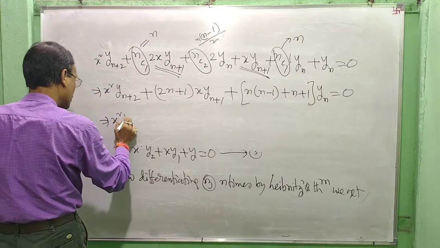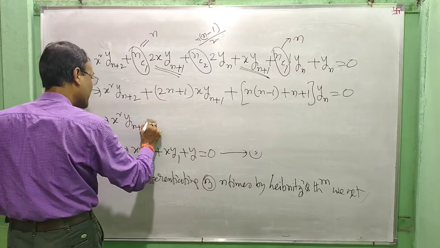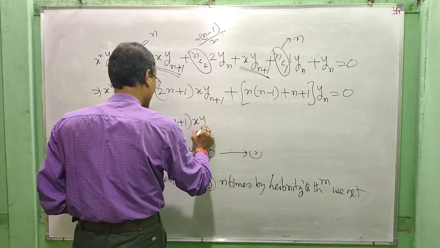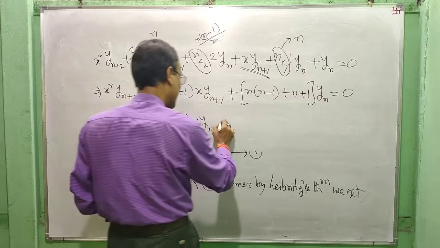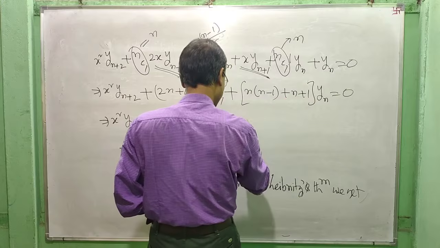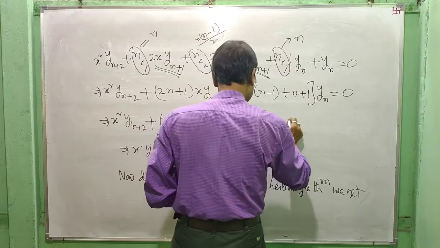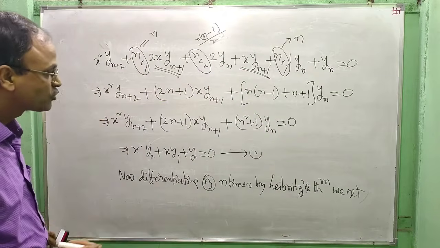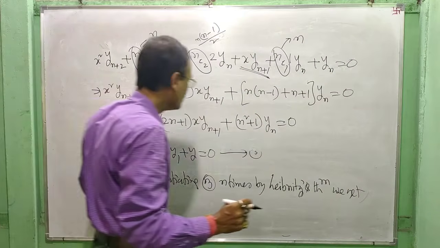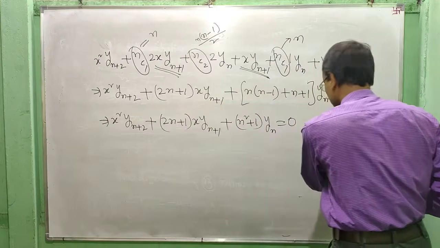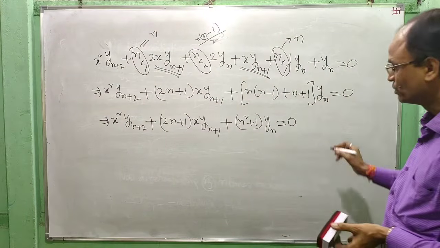This means x square yn plus 2, plus twice n plus 1 x yn plus 1, plus this n will be cancelled, n square plus 1 yn. This is equal to 0. Proved.